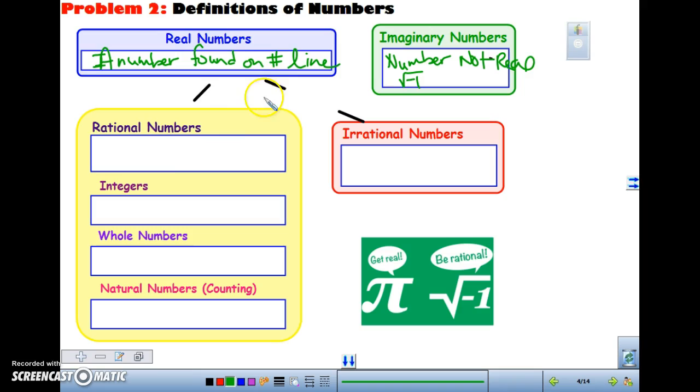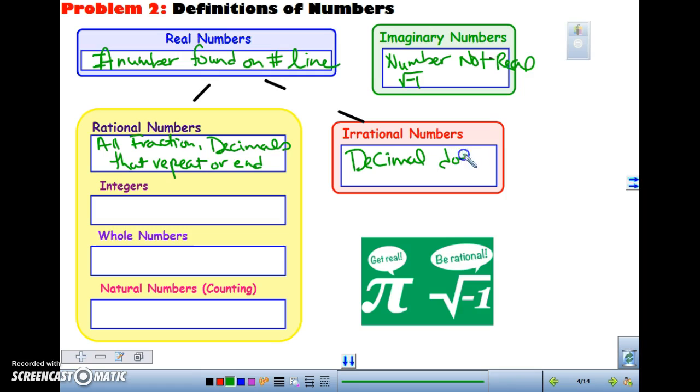That is not real. Under our rational numbers is all decimals that end or repeat and all fractions. So it's all fractions, mixed numbers, and decimals that repeat or end. If it doesn't repeat or end, it is irrational. So when we think of our irrational, it's a decimal that does not repeat or end. I hope you like my joke.